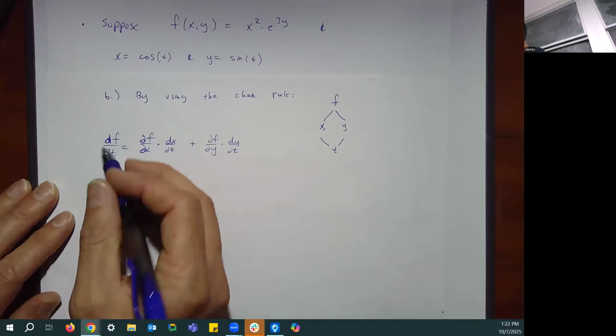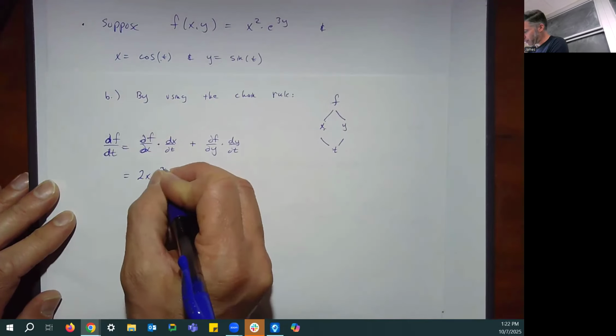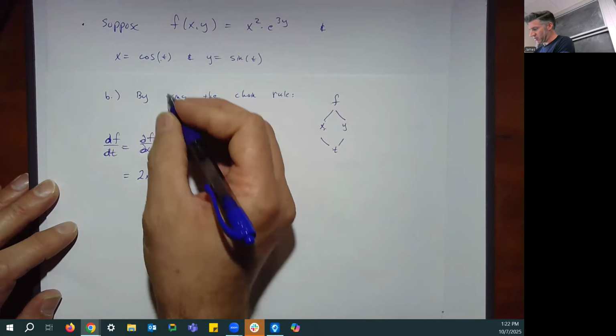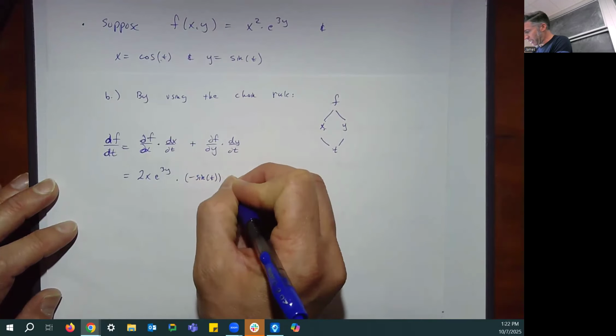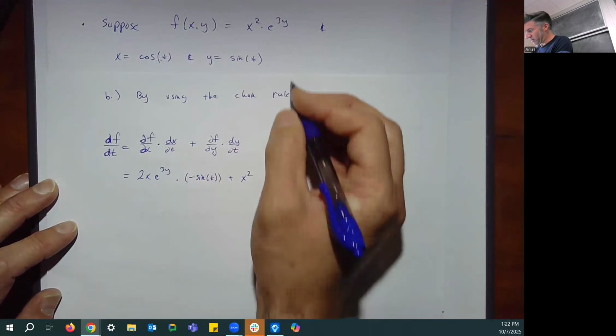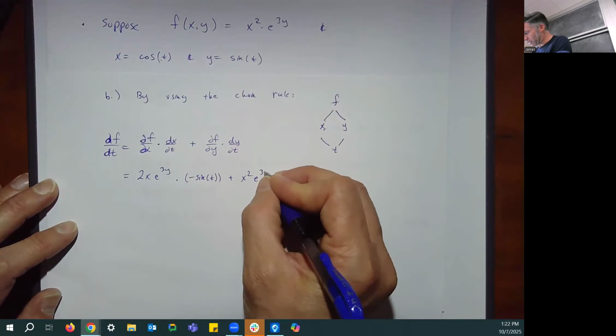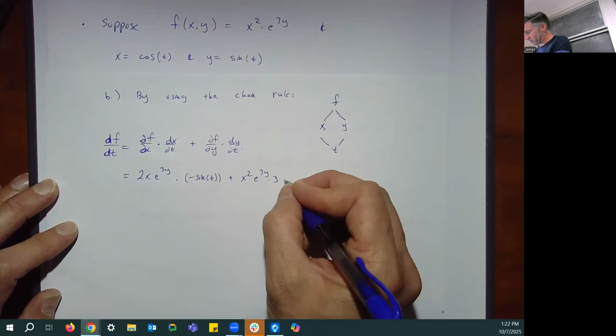So then we're going to look, sorry, our function's way up there. So our del f del x is 2x times e to the 3y times our dx dt, the derivative of cosine is negative sine, plus our del f del y is x squared times the derivative of e to the 3y, which is e to the 3y times 3, and our dy dt is the derivative of sine of t, which is cosine of t.